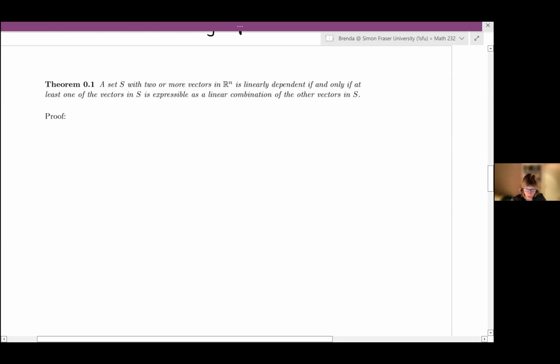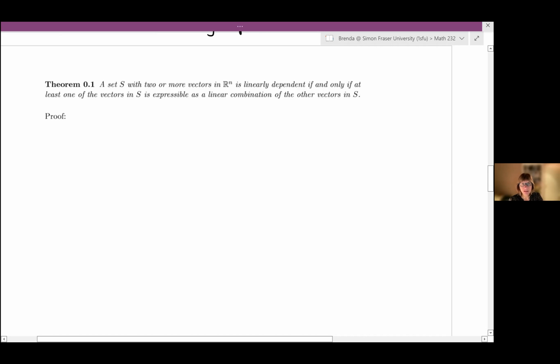Okay, a set with two or more vectors, this is a theorem, is linearly independent if and only if at least one of the vectors in S is expressible as a linear combination of the other vectors in S. This is what I actually said informally on the previous page. We have the definition, try to find constants such that they're not all zero. If you can't, then it's linearly independent. And that also sort of means you can make one vector out of some combination of the other ones. That's what this theorem is telling us, going right from that definition of linear independence.